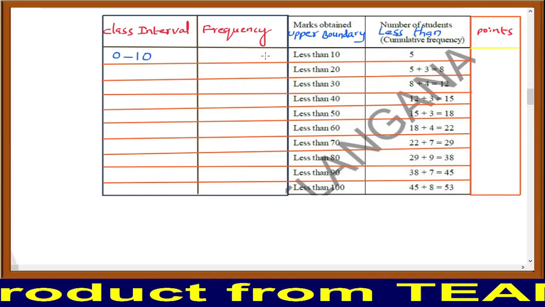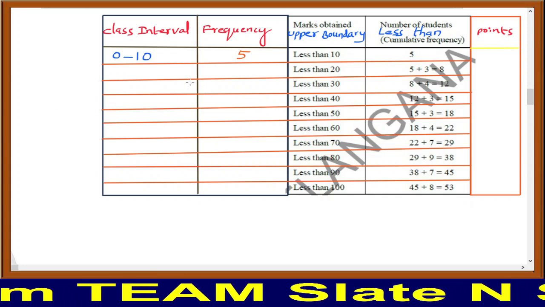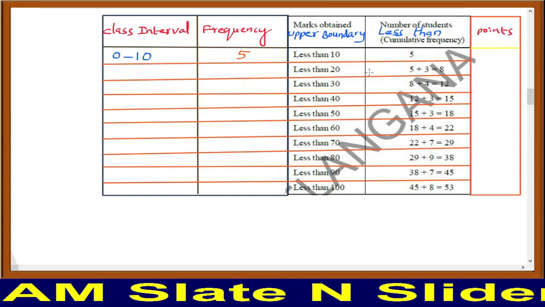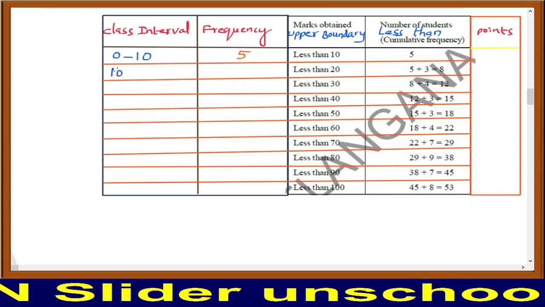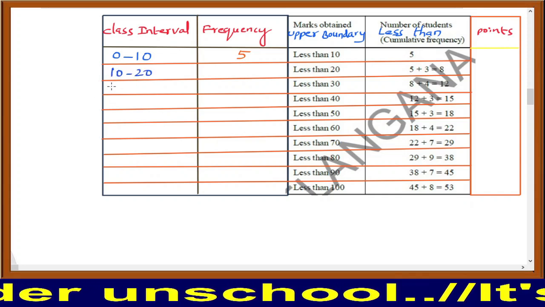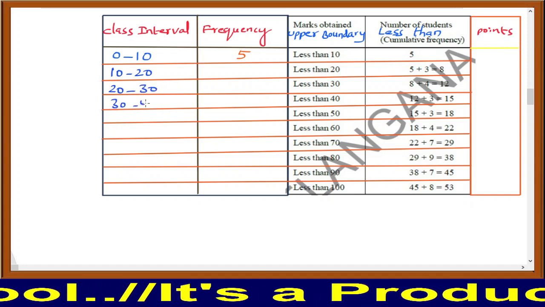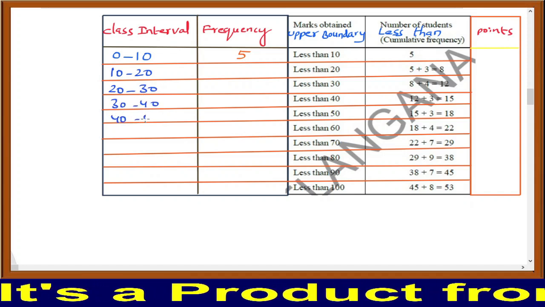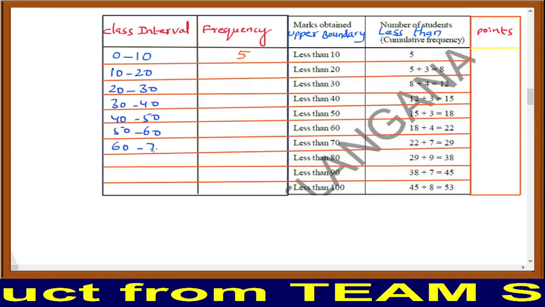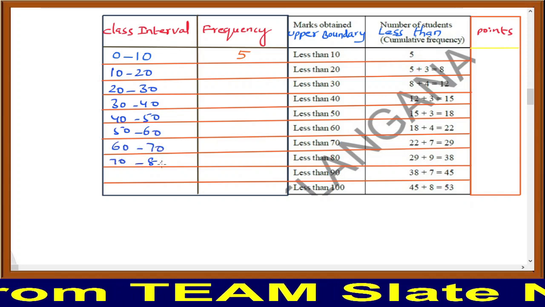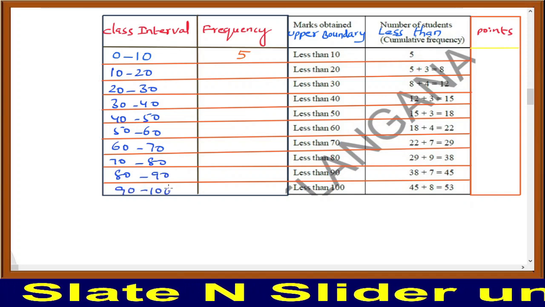So, in the place of frequency we can write 5. And next class interval, we got that the difference is 10, that is why the class intervals difference will be 10 only. So, 0 to 10, 10 to 20, 20 to 30, 30 to 40, 40 to 50, 50 to 60, 60 to 70, 70 to 80, 80 to 90, and 90 to 100.